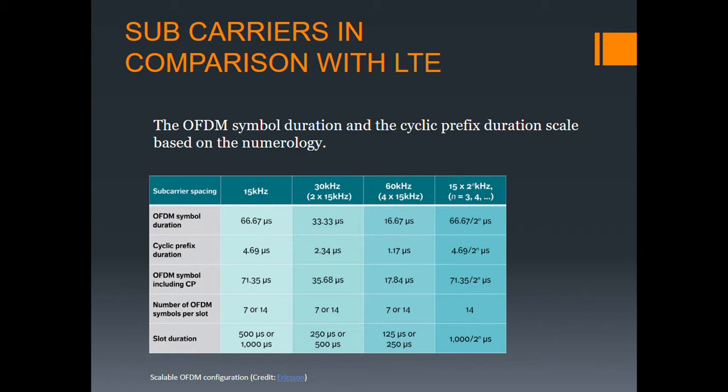Sorry about that. So we have, in this table, 15 kilohertz, 30 kilohertz, 60 kilohertz, and even beyond. So it is certain multiples of 15 kilohertz. So you can have 120 to 240. Accordingly, as the frequency increases, the duration decreases, because time and frequency are complementary in such a nature that as frequency increases, time decreases. That is explained in the first row.